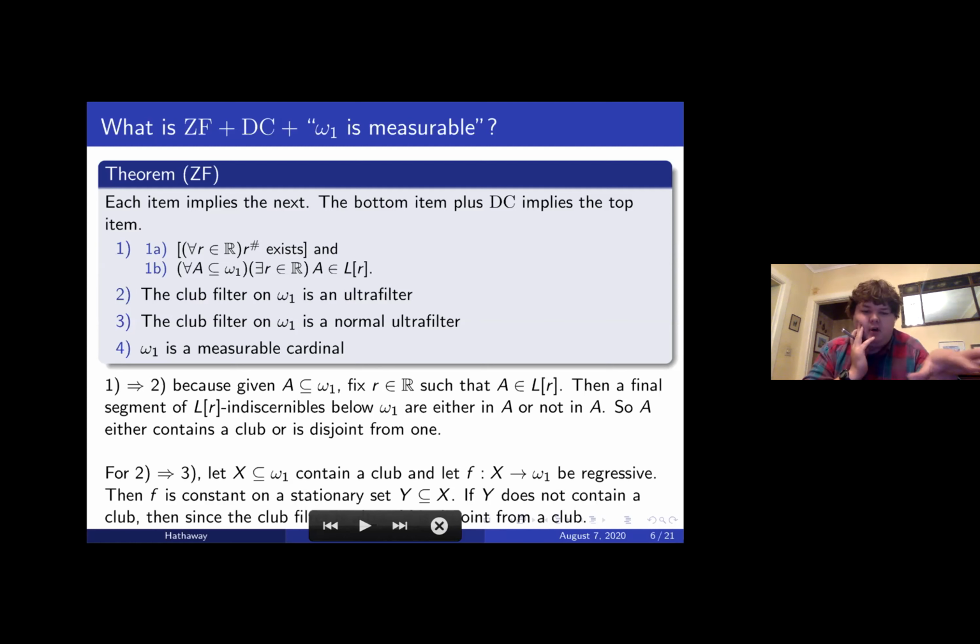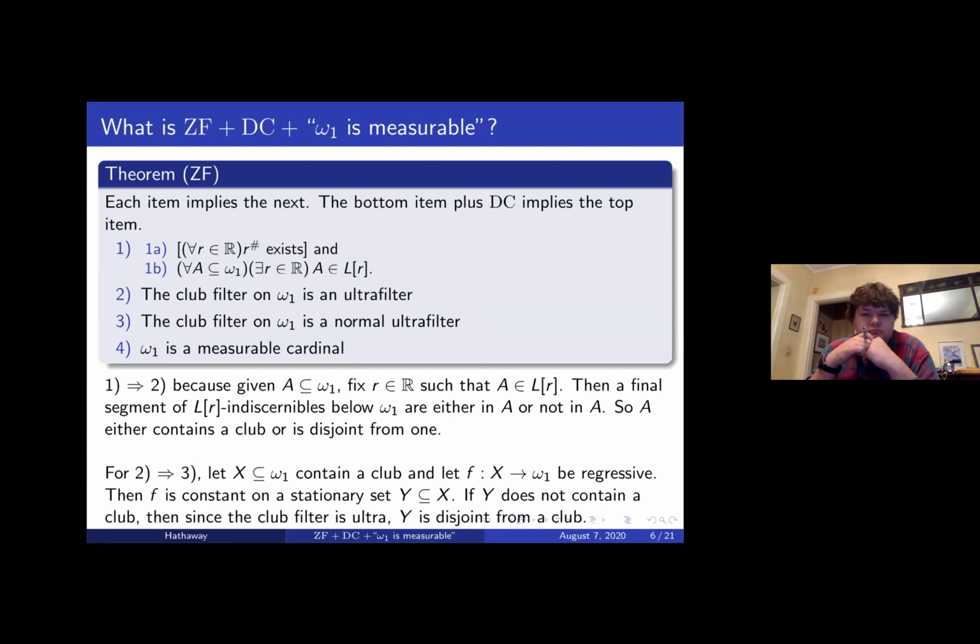And my proof for that is to look at regressive functions. Suppose you have a subset of omega 1 that contains a club, and let f from x to omega 1 be regressive. Then by Fodor's lemma, f is constant on a stationary set y. Now, since we're assuming number 2, y either contains a club or is disjoint from a club. But if y is disjoint from a club, then we have a stationary set disjoint from a club, which is impossible. So y must contain a club.